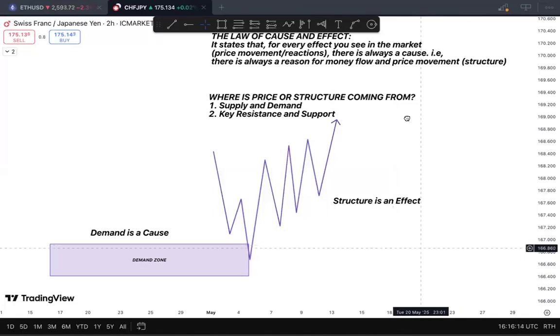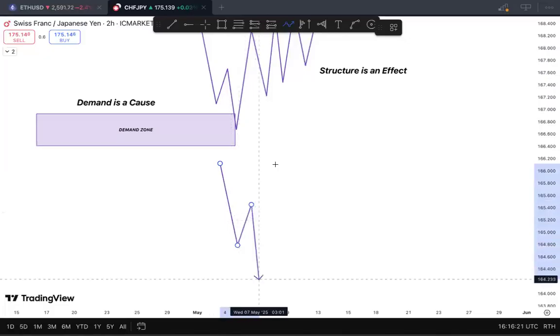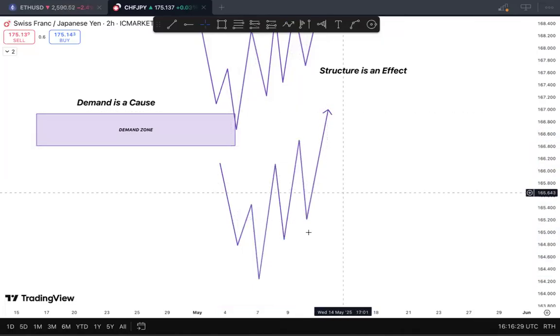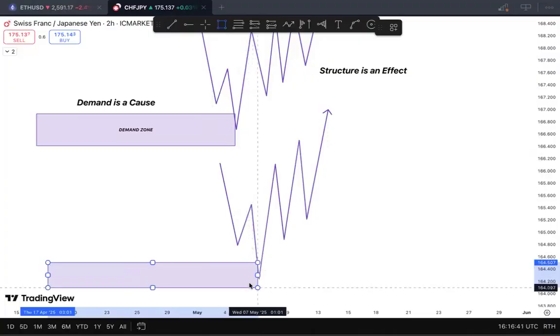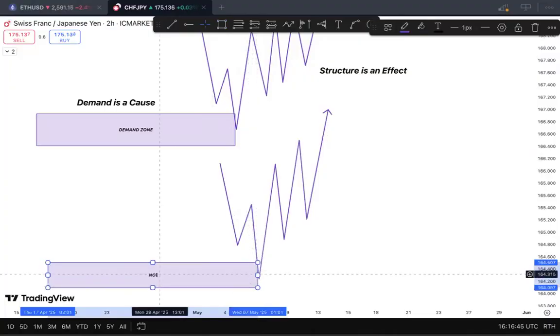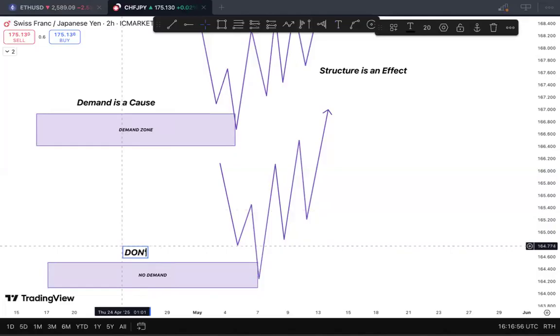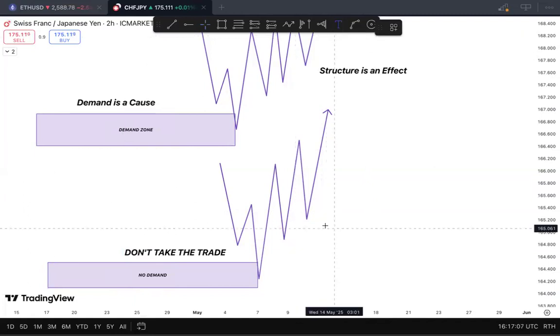So the question is, if I have a structure, let's say I have a structure and all the criteria are correct, but when I look back, there is no demand. I look at the left-hand side, no demand. What should I do? If no demand, what should I do? Should I take that trade? Don't take the trade. So I'm writing it: don't take the trade, even though you have a valid structure.